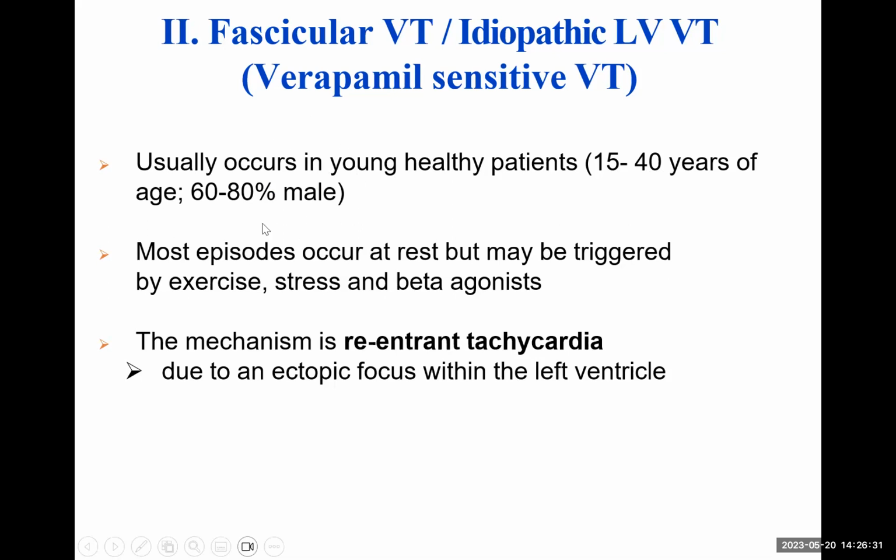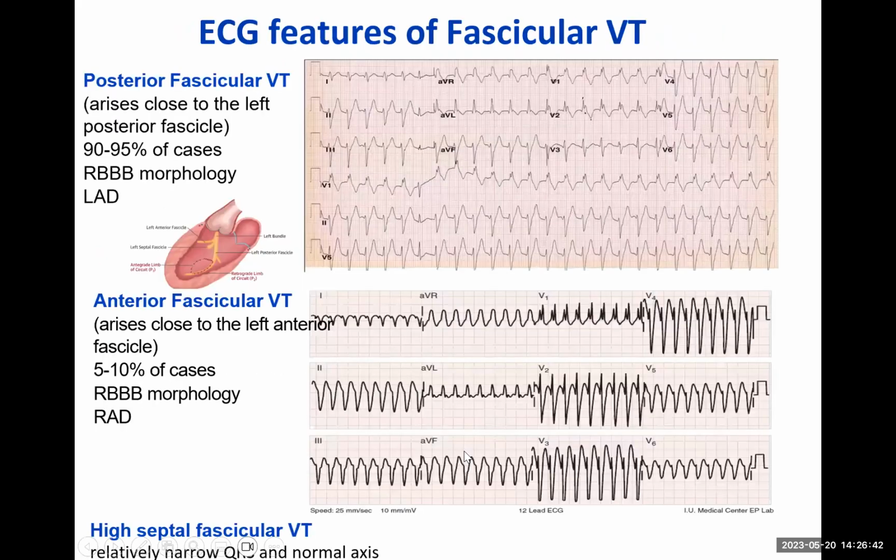Male predominance at 60 to 80% of the cases, they are males. Most of the episodes occur at rest, but may be triggered with exercise, stress, or beta agonist. It is a re-entry mechanism, commonly coming from the posterior fascicle. So in the left bundle, we have the anterior and the posterior fascicle. Commonly the entry here is in the posterior fascicle.